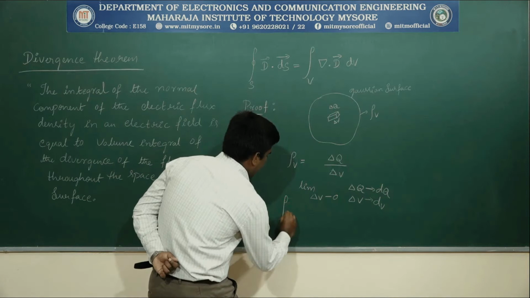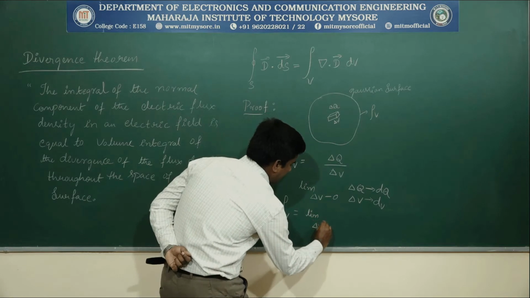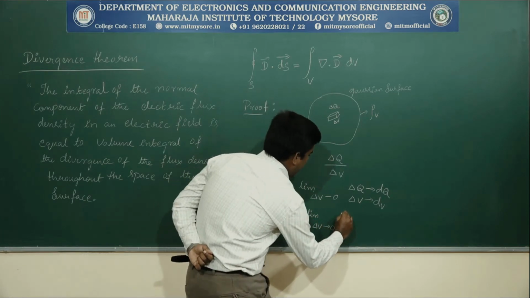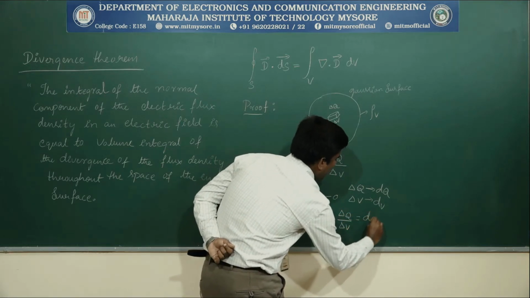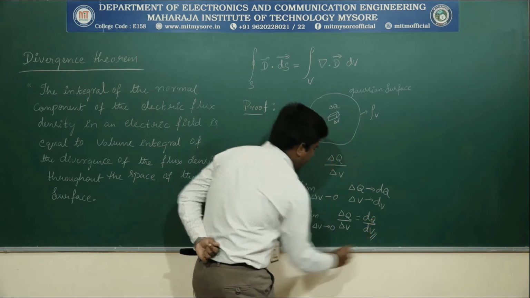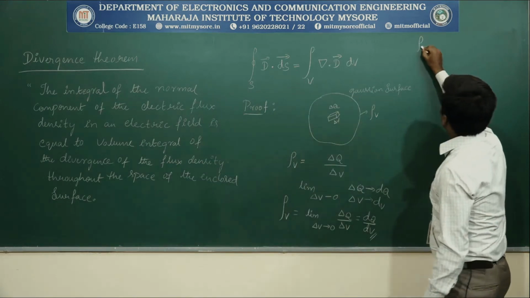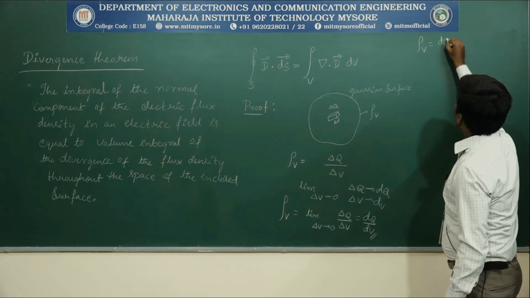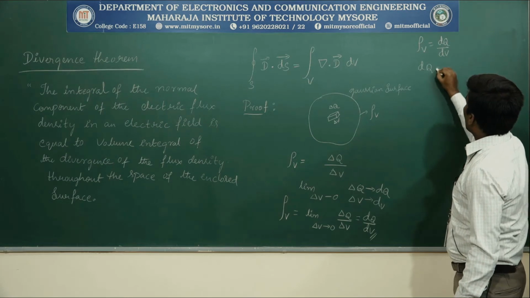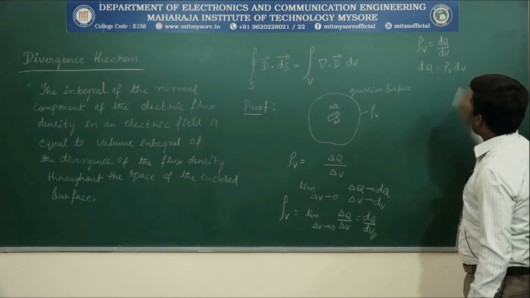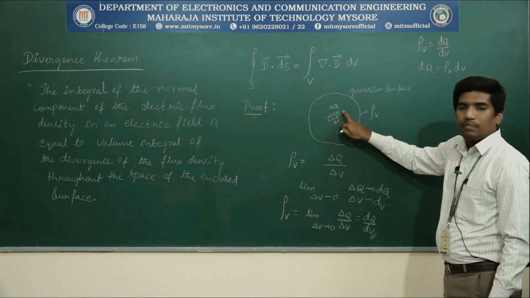So if I apply this, rho V is equal to the limit as delta V tends to 0 of delta Q divided by delta V, which is dQ by dV. Then rho V is equal to dQ divided by dV. Do the cross multiplication. Then dQ is equal to rho V into dV. What is dQ? The elementary charge on this particular elementary volume.